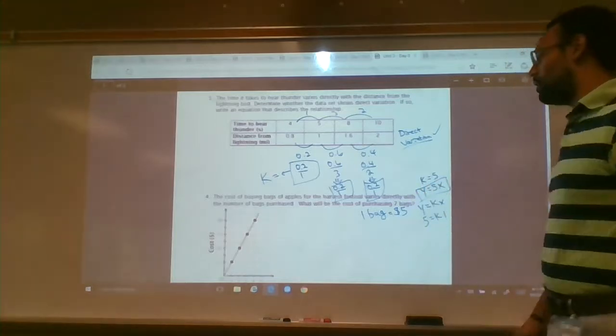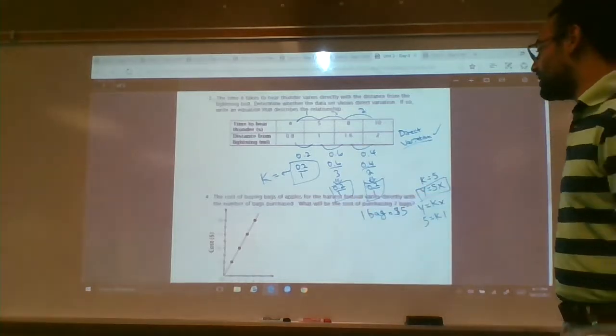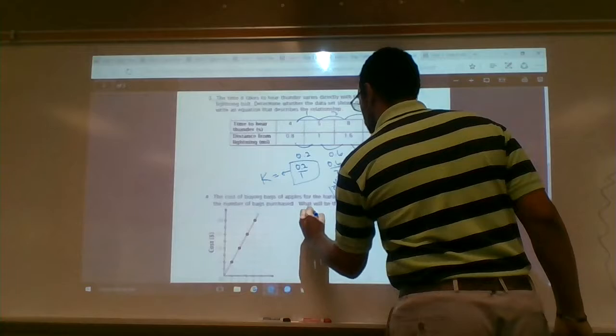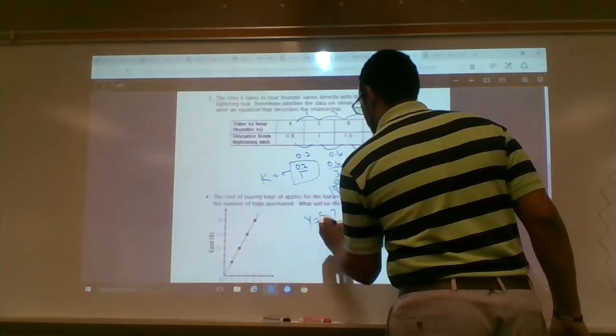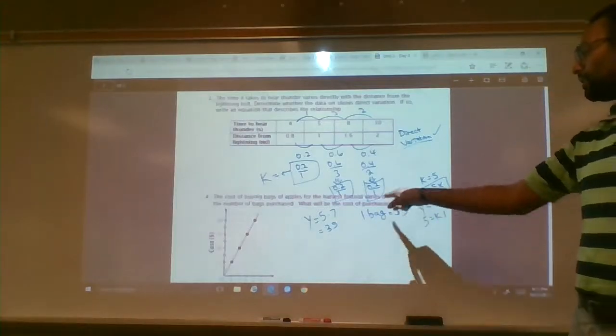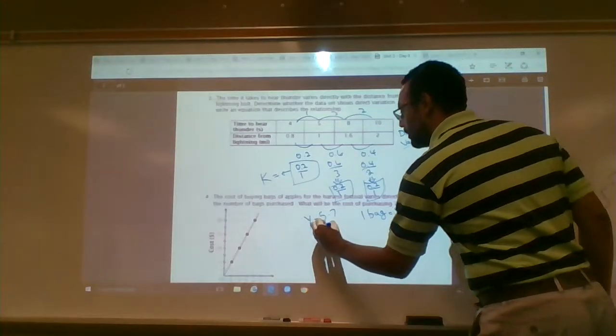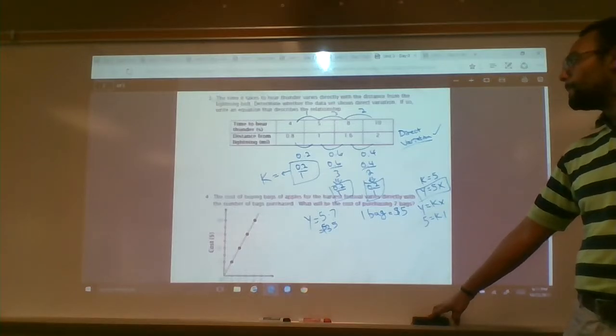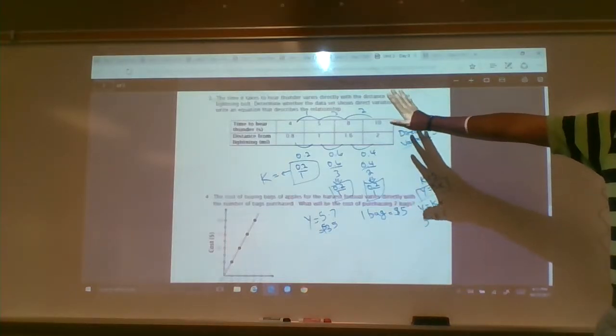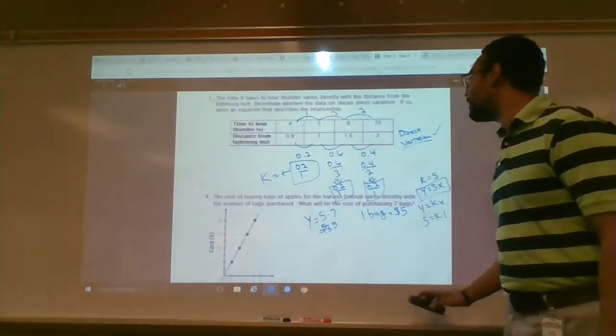That is our equation. So if we want to find the cost of purchasing 7 bags, we do y equals 5 times 7, and that gives us 35. So the cost of purchasing 7 bags is $35. So you can pause here if you need to. Otherwise, let's move on.